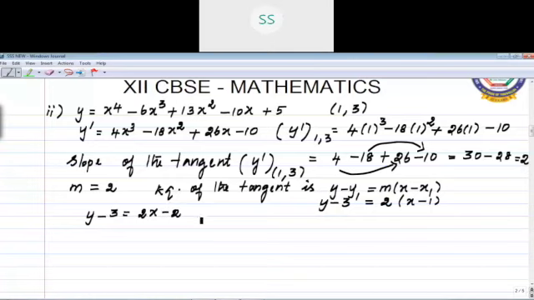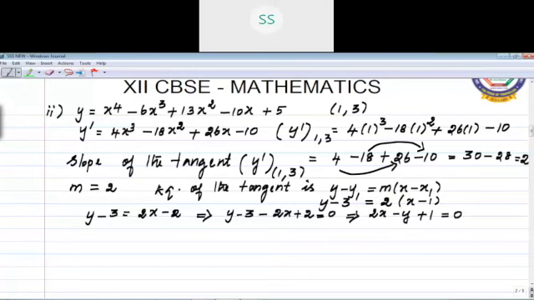2x minus 2. Then you have to shift all the things to the left side, which implies y minus 3 minus 2x plus 2 equal to 0. Now, what is your equation? Throughout you have to divide by -1 because I want the first term, that should be the x, to be positive. So, 2x minus y plus 3 minus 2, so plus 1 equal to 0.